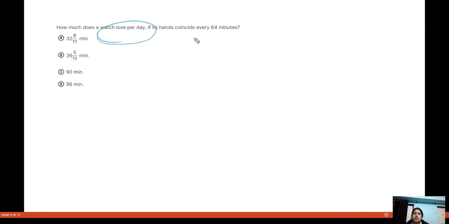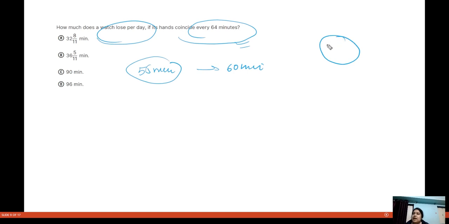So how much does a watch lose per day if its hands coincide every 64 minutes? I hope everybody is clear with this. I already told you 55 minute spaces are covered in 60 minutes, because one hand is traveling 60 minutes, the other is traveling only 55 minutes. So we get 1 minute space is covered in 60 by 55 minutes.